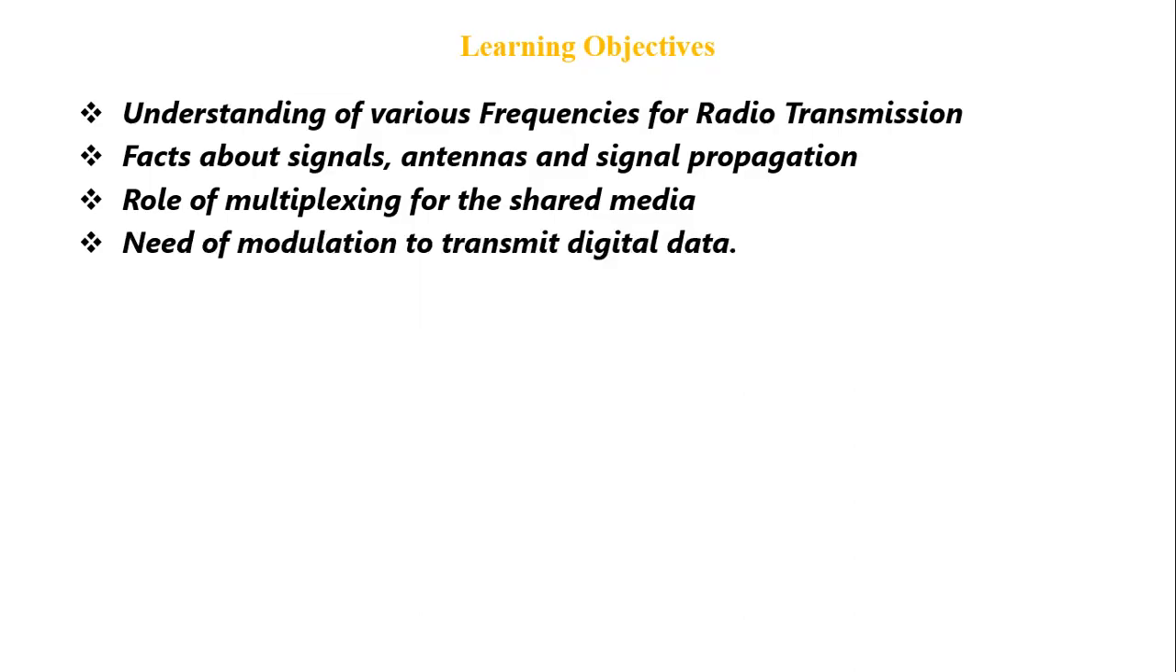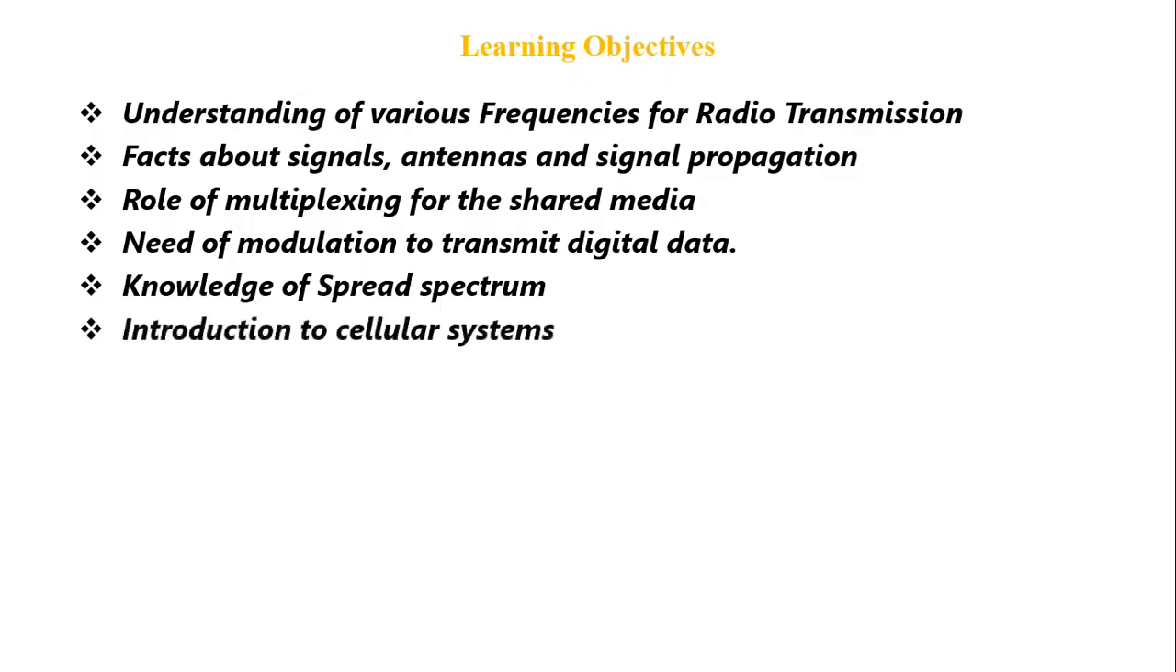Then the students will know the need of modulation to transmit digital data. Whenever you want to transmit digital data, it should be modulated with the analog carrier, and only then can it be transmitted. So you will be able to understand the need of modulation. You will also get knowledge of spread spectrum and a brief introduction to cellular systems. So this is the objective of this particular session.